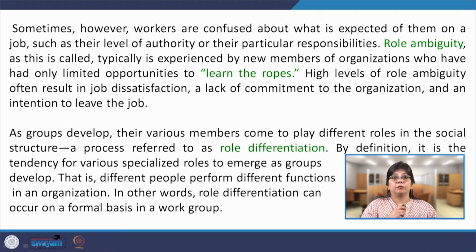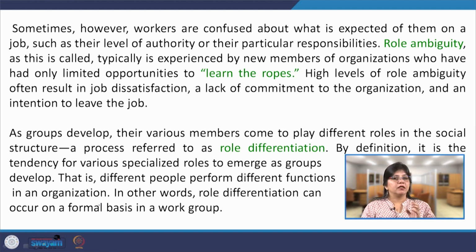Next comes, which I have already discussed just now, that when the expectations are not clear, it leads to a lot of confusion, a lot of ambiguity, and this leads to the breakdown of the mechanism of the group, where the person does not realize what his roles and responsibilities are, and this leads to another situation or tendency that is termed as role ambiguity. It is experienced, most of the time, by new members in the organization who have only limited opportunities to learn the ropes.